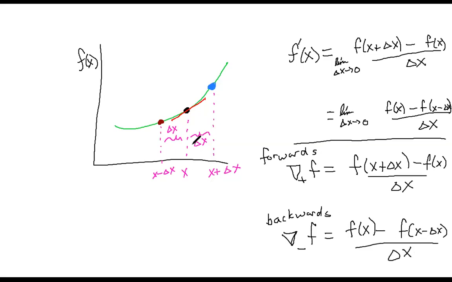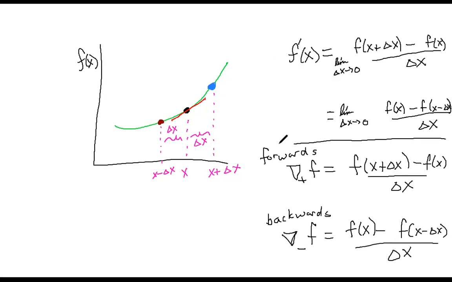Now, these two formulas look very similar to these formulas, but they don't have a limit. So it's the calculus without the calculus. There's no limit involved. And so these are not going to be exactly the derivative. But the idea is that if the function is smooth enough, and if you make delta x small enough, this gives you a good enough approximation.